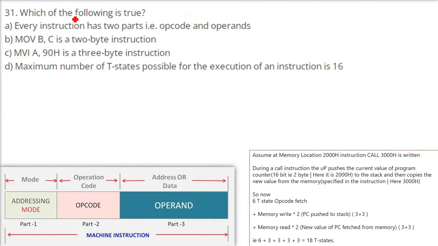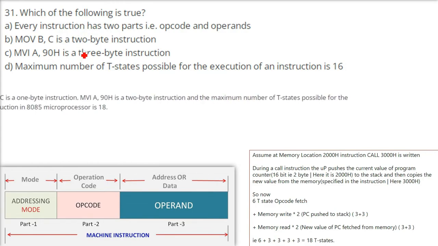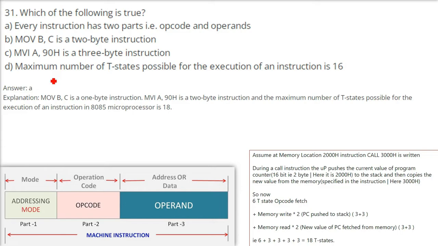Which of the following is true? Let us see which are false. Every instruction has two parts, opcode and operand. We know that the opcode by itself gives the idea about the addressing mode. Addressing mode is all about where the data is to be found. Data is called the operand. Opcode is the operation to be performed. So the first one is true, which means the others have to be false.